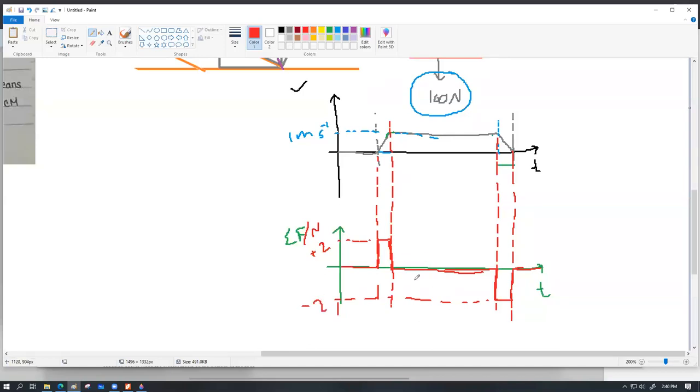Did you understand the graph? Decelerate means the upward velocity has to be decelerated, which means you have to reduce the upward velocity. If you want to reduce the upward velocity, you need a resultant acceleration downwards or a resultant force downwards.